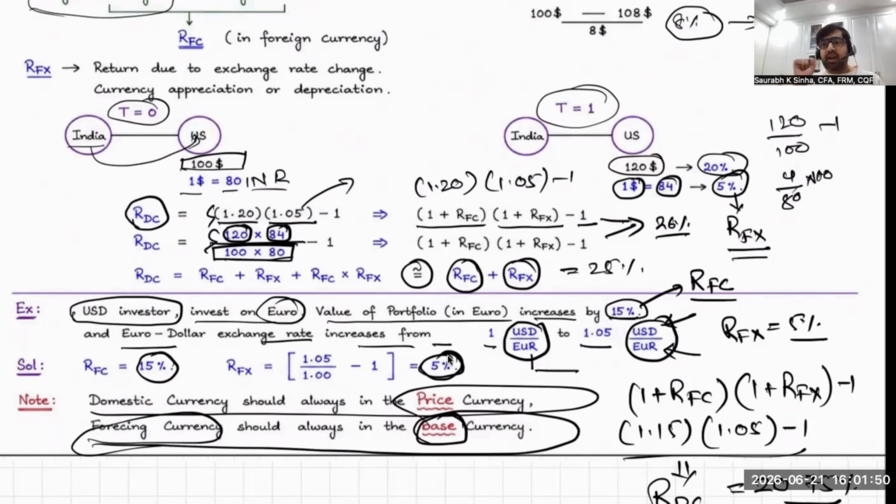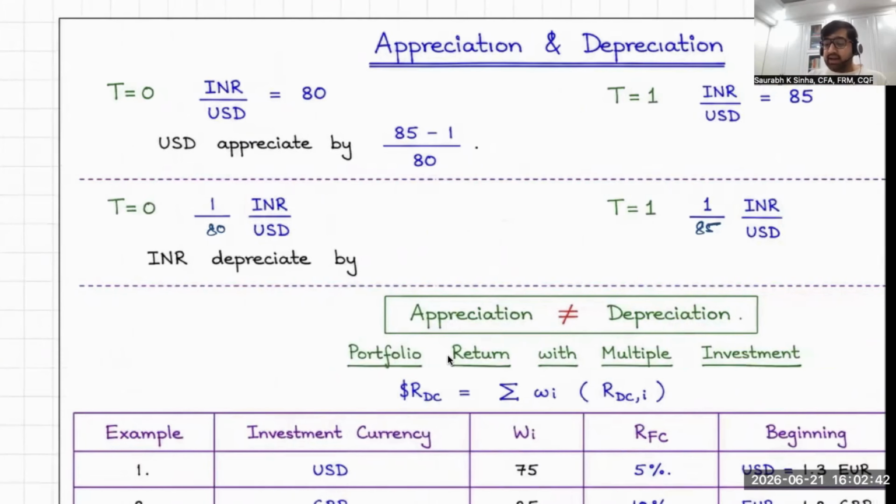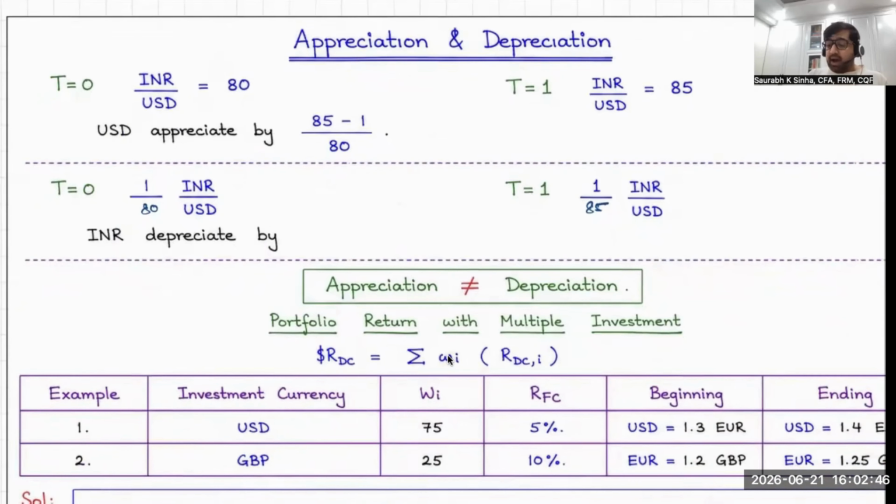Okay. What I'm trying to highlight now, the nuance, is that the appreciation in one currency, which is 5% currently, is not equal to the depreciation in the other currency. No, never. So if you are saying that in this example, euro has appreciated by 5%, that's fine, that's correct. But if you're saying USD has depreciated by 5%, that is incorrect. And for that, I'll try to help you understand that appreciation is not equal to depreciation. You can only use this RDC formula if the foreign currency is in the base currency. And to highlight that, I want to explain to you that appreciation of one currency is not equal to the depreciation of the other currency.